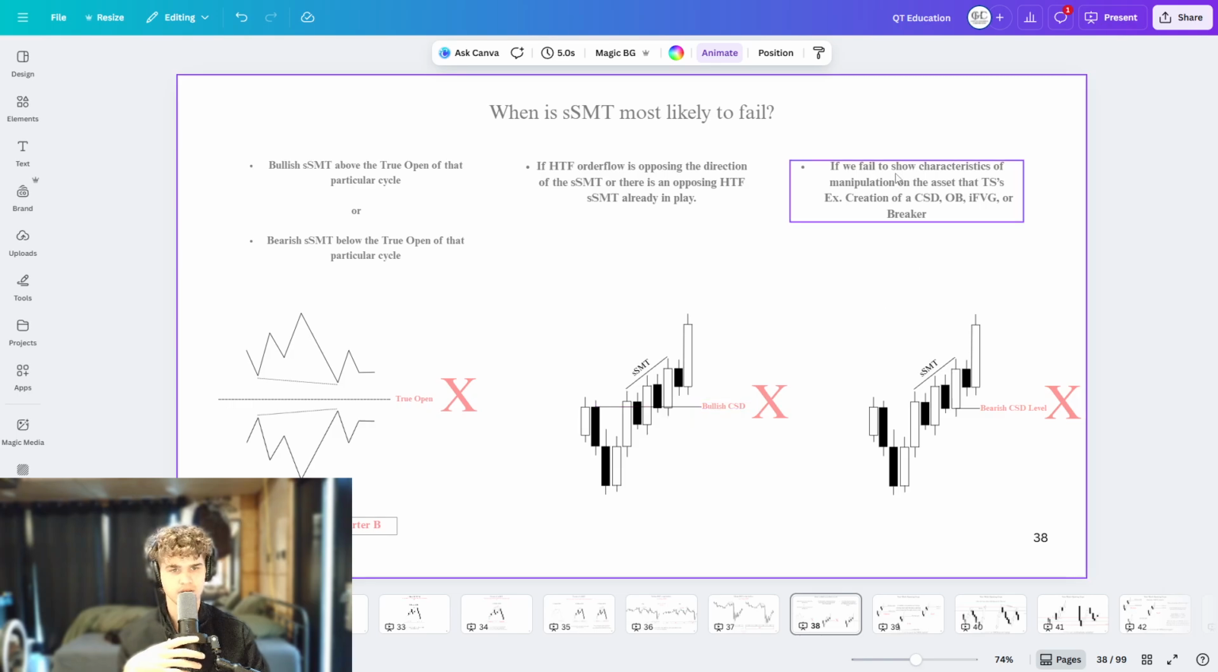Makes sense, okay? If we fail to show characteristics of manipulation on the asset that turtle soups, for example, creation of a CST order block, inversion parallel gap, or breaker. That's the same thing as what I just said. Basically saying if we fail to see confirmation to the downside. Cool.